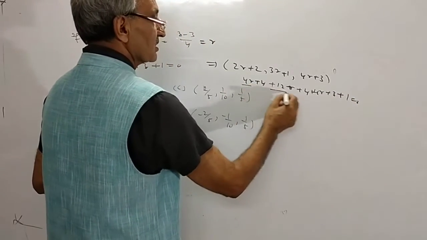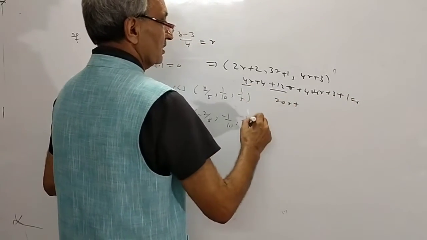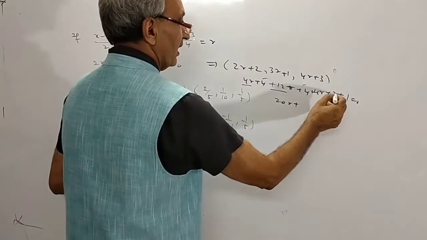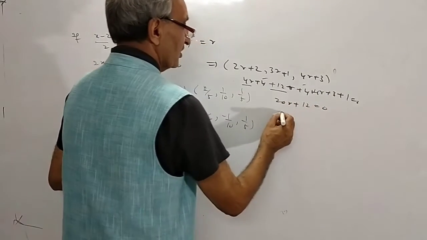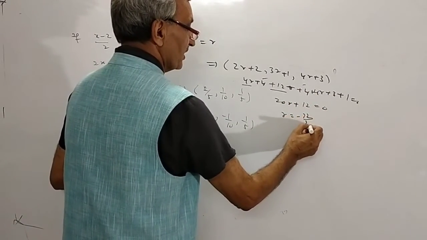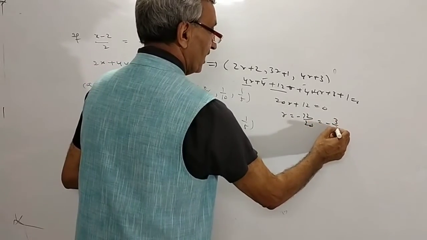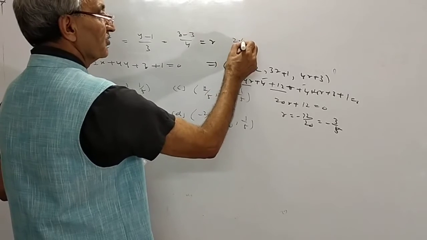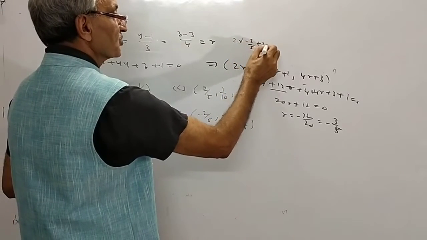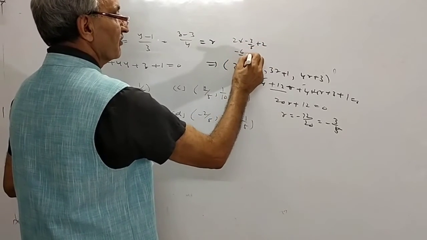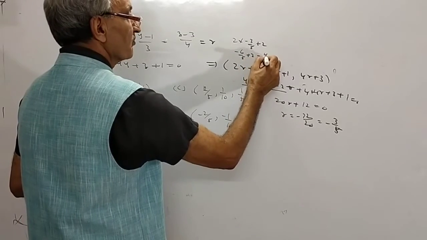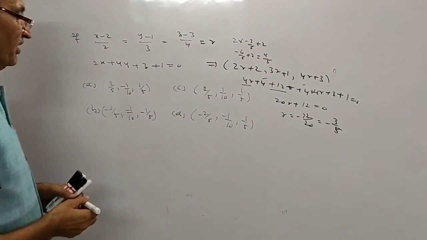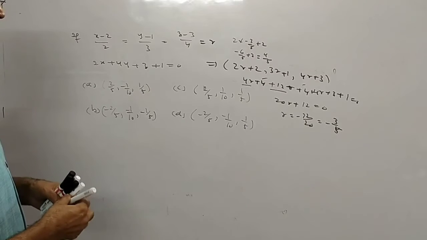Calculate 20r, and this is equal to 4, 8 and 12 is equal to 0. r is equal to minus 12 by 20, minus 3 by 5. Put the value here, 5 into minus 3 by 5 plus 2 is equal to minus 6 by 5 plus 2 is equal to 4 by 5. Is there a 4 by 5 anywhere? No, I made a mistake somewhere.